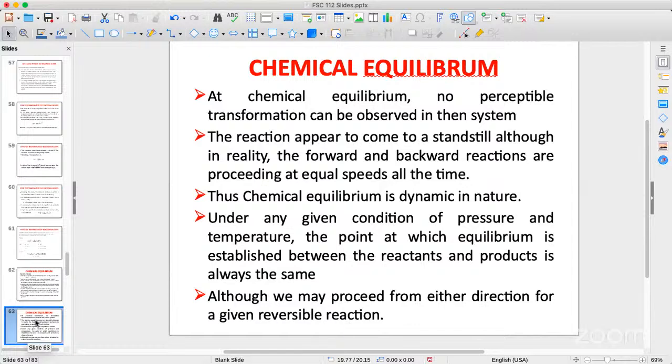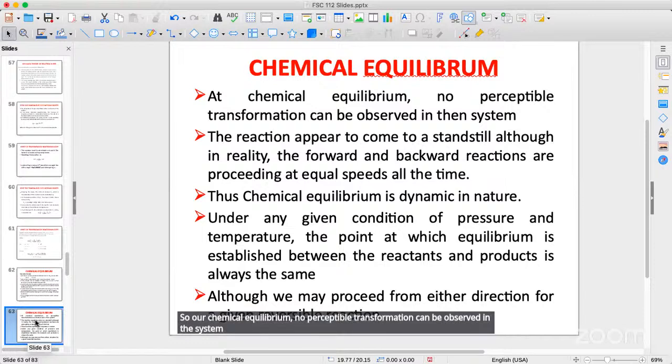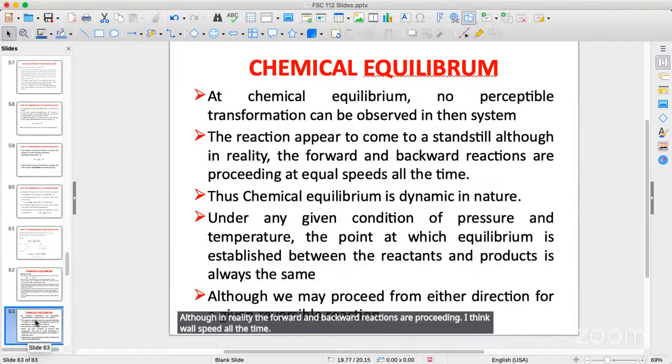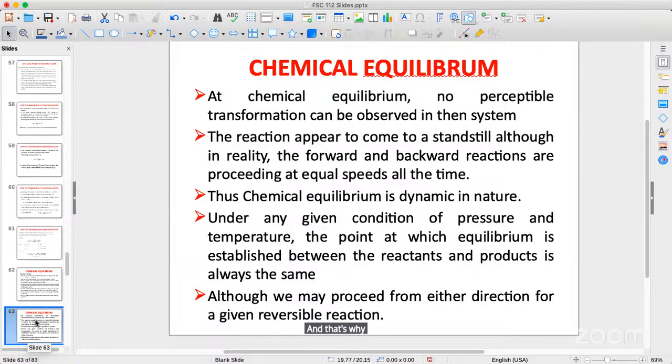So at chemical equilibrium, no perceptible transformation can be observed in the system because you're not going to see any changes. Concentration stays the same. It's going to look like the reaction has come to a standstill, although in reality, the forward and backward reactions are proceeding at equal speed all the time. And that's why they said that equilibrium is dynamic in nature. Equilibrium is dynamic in nature.